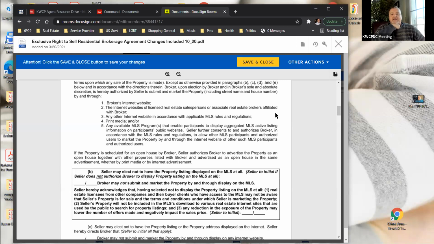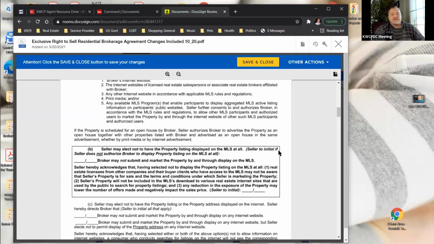All right, display the aggregated MLS active listing information on participants' public websites in accordance with the MLS rules and regulations, and allow other MLS participants and authorized users to market the property. All right, if the property is scheduled for an open house by a broker, seller authorizes the broker to advertise the property as an open house. So keep in mind, when we've got an open house and we're advertising the property as an open house, do we have the ability to limit who can and can't come into the property?